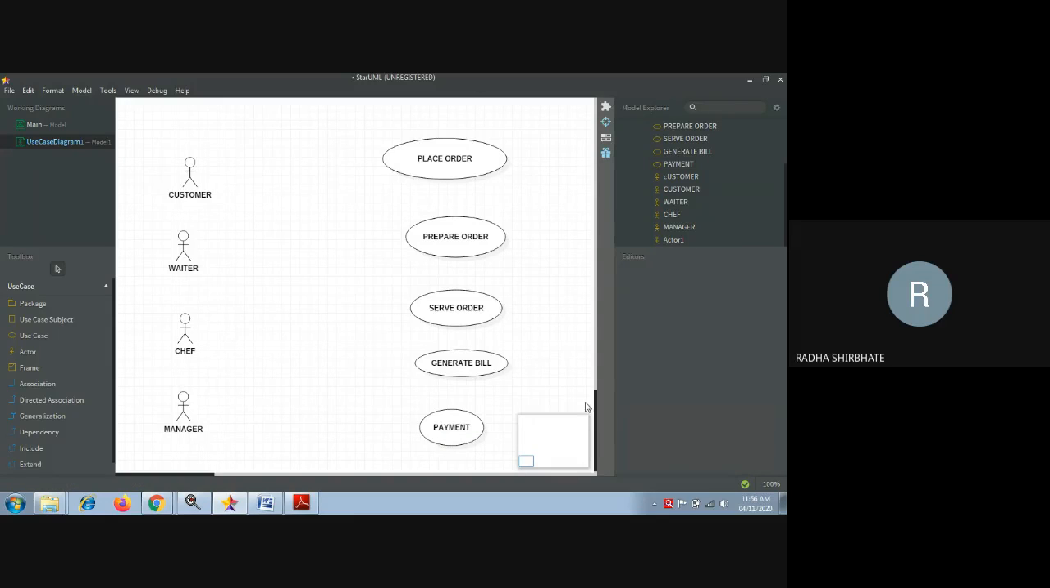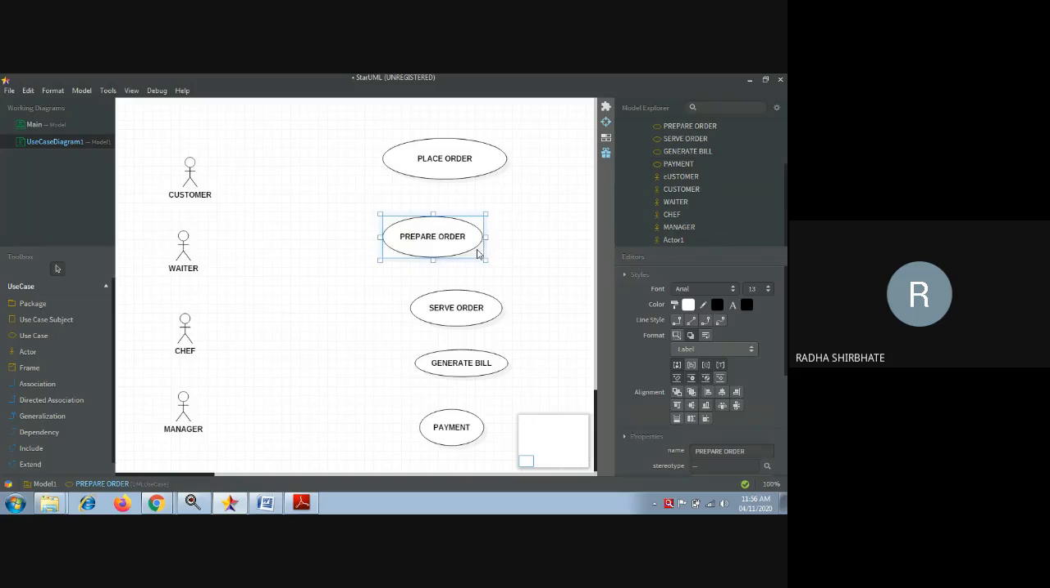Now we have to show the relationship between the different types of actors over here. So that we are going to do.